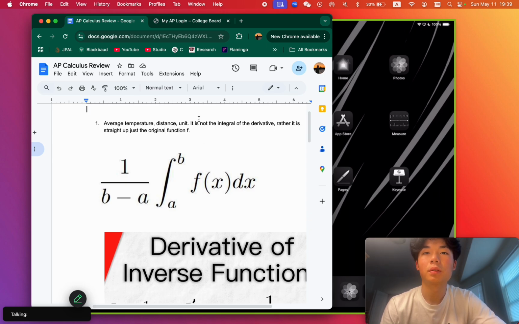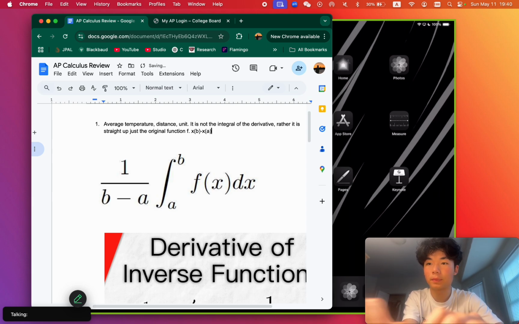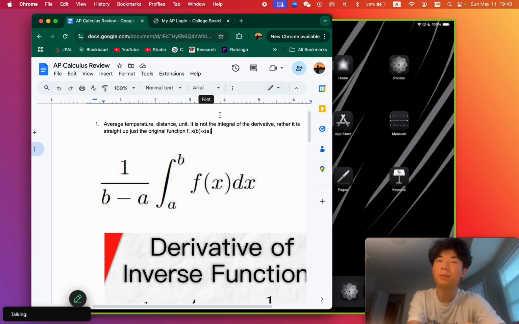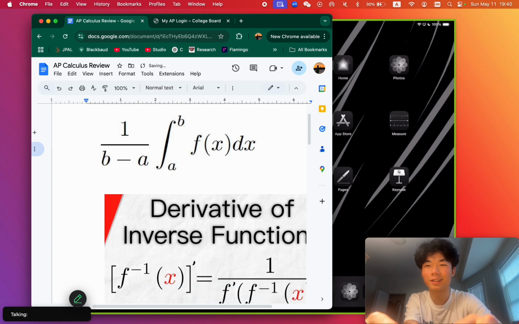Average temperature distance, you know, is not the integral of the derivative, rather it is just straight up the original function. So this basically means like an average distance. For instance, if you have x as your distance, xb minus xa is the distance you have traveled. And let's see, what does this mean? I don't know. Wait, this is confusing. I don't know what it is talking about. All right. Next one.